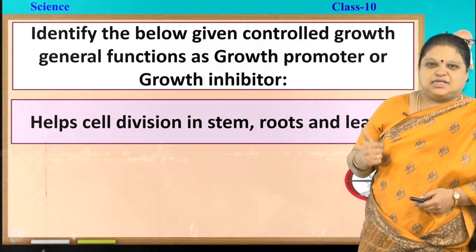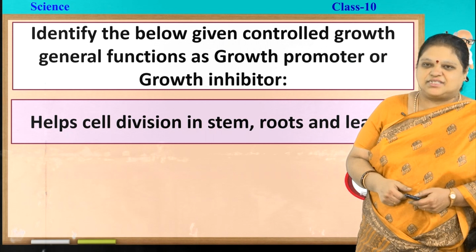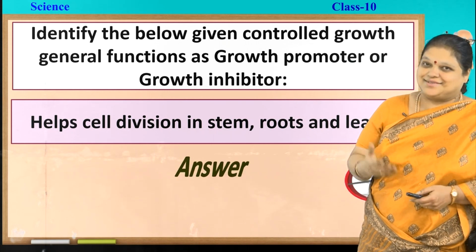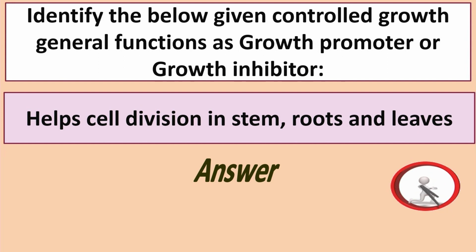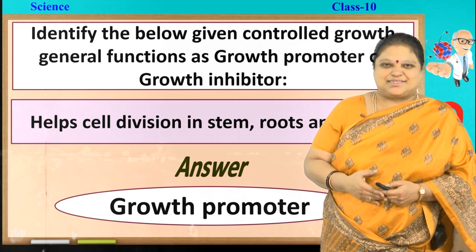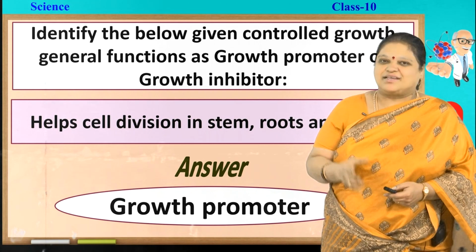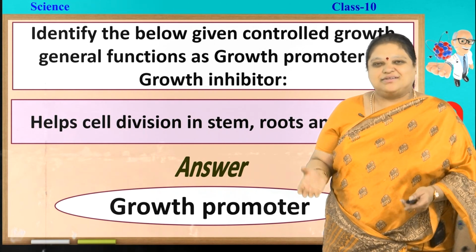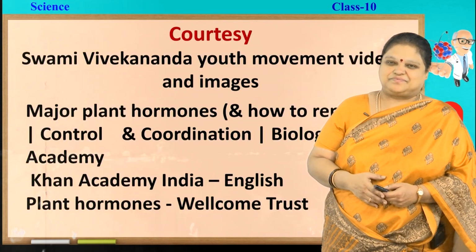Now, here this one helps in cell division in stems, roots and leaves. Guess, children, it is cell division. Yes, the answer is growth promoter. Can you name the hormone that helps in cell division? Very good, it is cytokinin. As the name itself suggests, cyto means cell, kinesis means division. So, it is nothing but cytokinin.